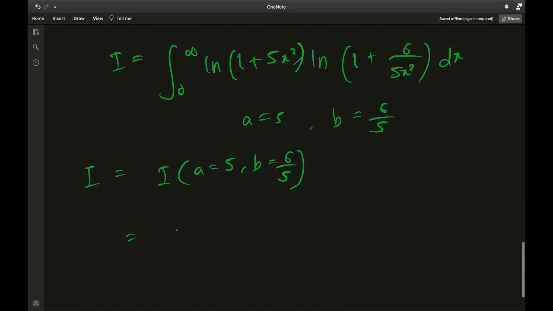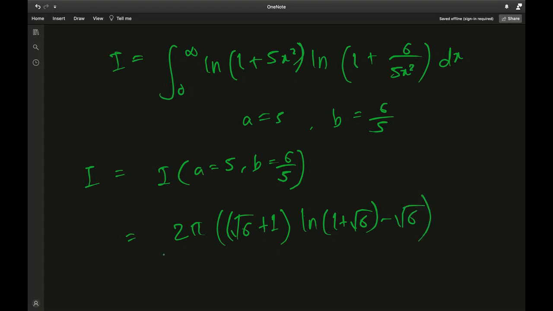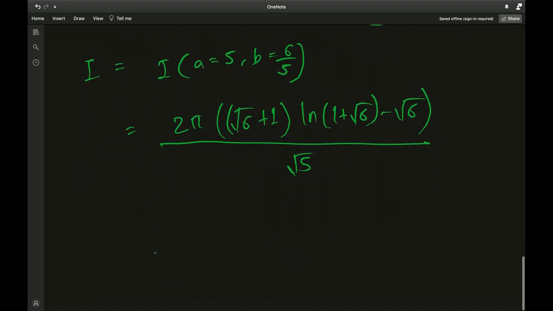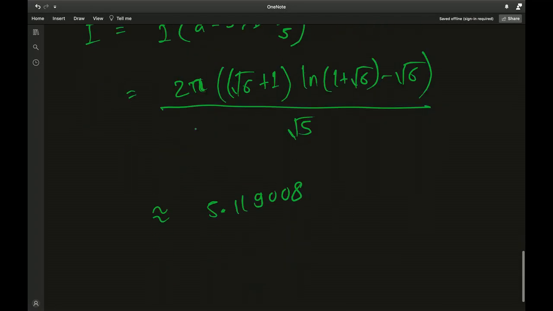Then using this formula, we have 2 pi times (square root 6 plus 1) natural log of 1 plus square root 6, minus square root 6, divided by square root of phi, which has an approximate value of 5.119008, and this was checked by me after I solved it using Wolfram Alpha. So there is no doubt of this being wrong.